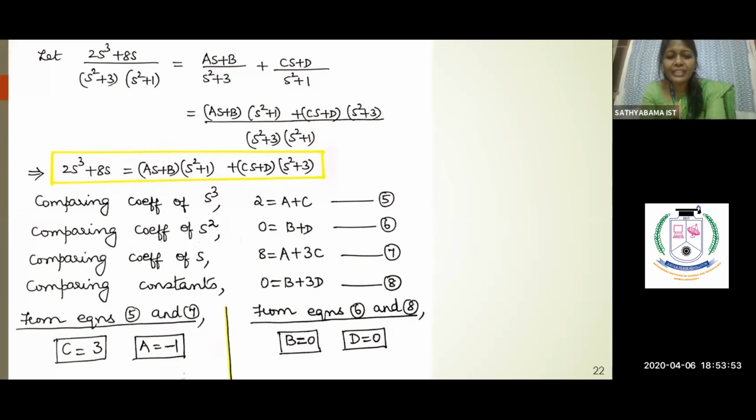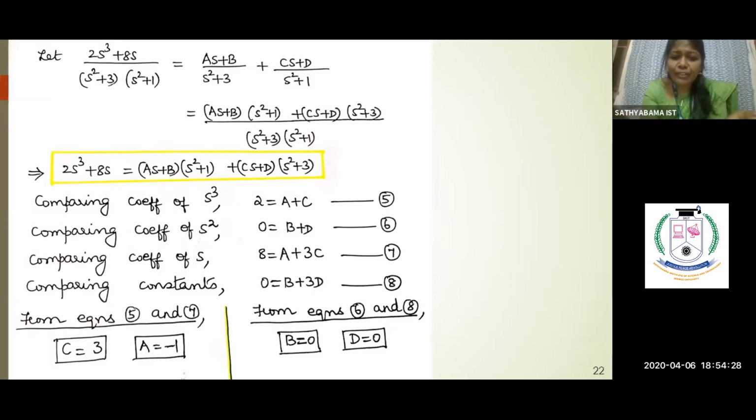Next, compare coefficients of s on both sides. Okay. What is the coefficient of s in the left hand side? 8. 8 equal to. What's the coefficient of s in the right hand side? A plus 3c. Okay. A plus 3c. Take it as equation 7. Next, you can only compare constants. So compare constants on both sides. See, there is no constant in the left hand side. So 0 equal to. Right hand side, what are the constants? When you multiply b with 1, b. And similarly, when you multiply d with 3. So b plus 3d.